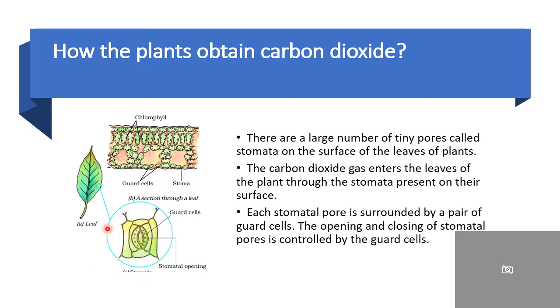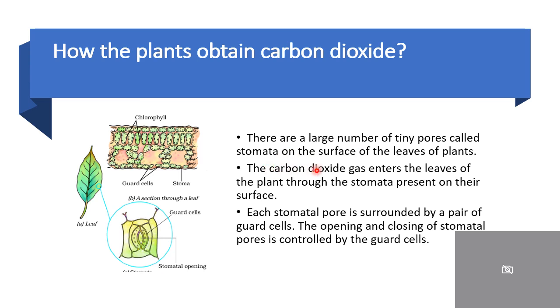And we have learned that there are small openings under the surface of the leaf, and these small openings are called what? Stomata. As you can see, there is one stomatal opening, which is being guarded by a pair of kidney-shaped cells called the guard cells. So there are a large number of tiny pores, called the stomata, on the under surface of the leaves of plants.